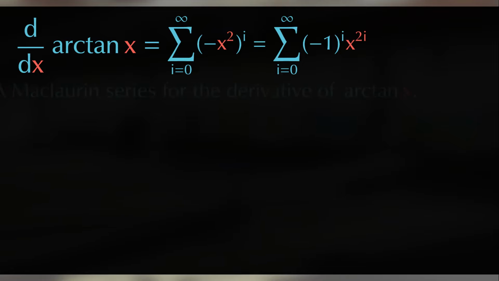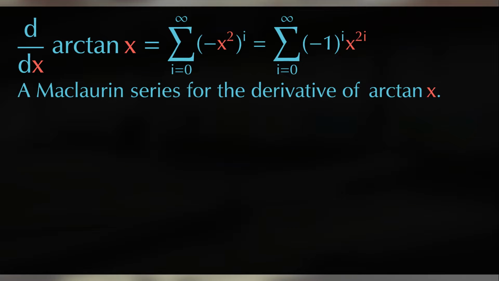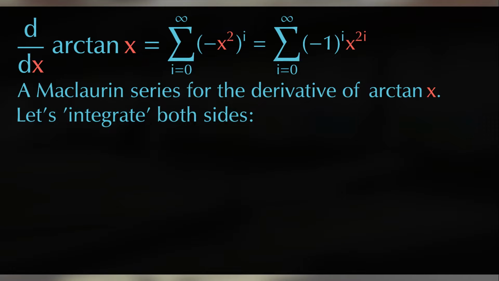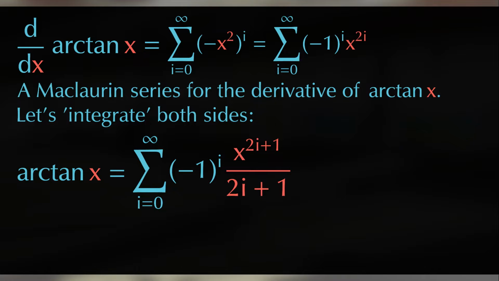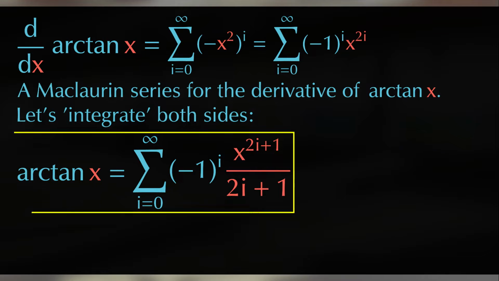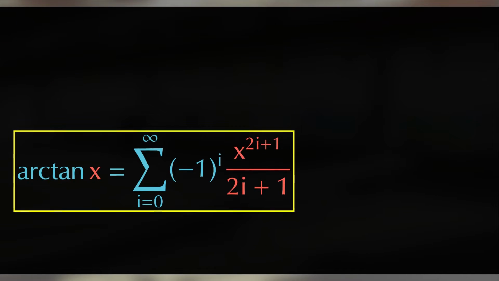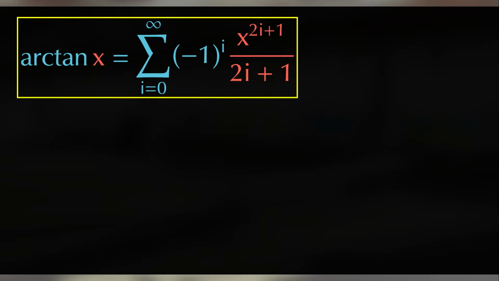Okay, so what was the point of all of this? We have a series for the derivative of arctan of x, but we wanted a Maclaurin series for arctan of x itself. How can we get that? Well, to get rid of the derivative, let's just integrate both sides. On the left, we'll get arctan of x, and on the right, we'll apply power rule so that the exponent of x becomes 2i plus 1, and we divide by 2i plus 1 again. And that's our answer for the Maclaurin series of arctan of x.